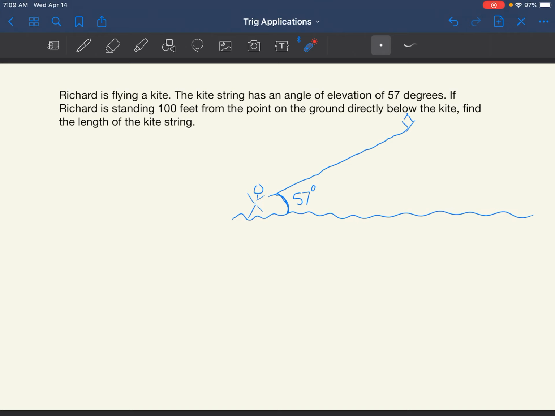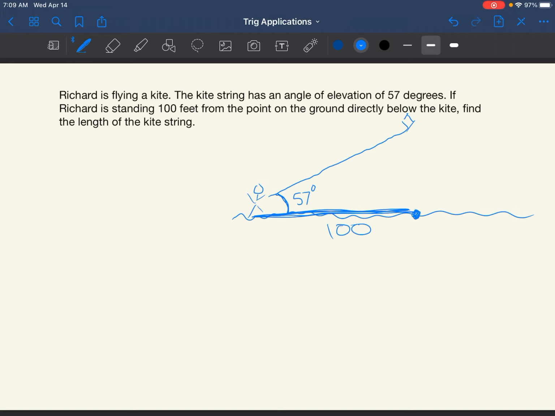If Richard is standing 100 feet from the point on the ground directly below the kite. So it says a point on the ground directly below the kite. Well, directly below the kite is right here. So that is the point on the ground directly below the kite. And Richard is 100 feet away from that point. So this distance right here from Richard to this point is 100 feet.